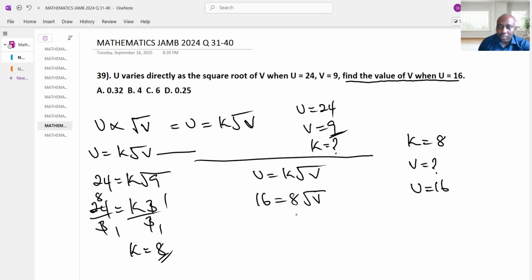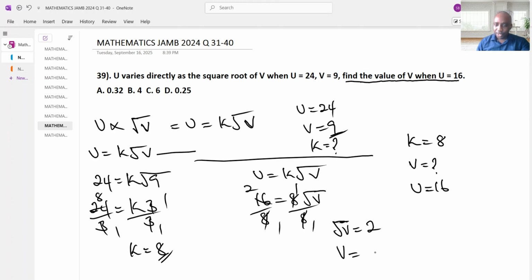Now, let's divide both sides by the coefficient of the square root of V, because that's what we were trying to substitute for. 8 divided by 8, 16 divided by 8. Here 1, here 1, here 2. Therefore, we have square root of V equals 2. Now, the next thing we are going to do is move the square root on top of the 2 so that V can stand alone, because that's what we are trying to look for, the value of V.